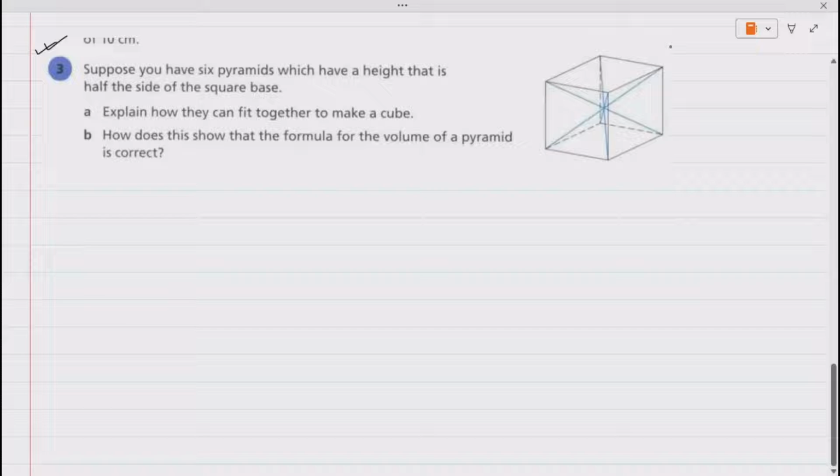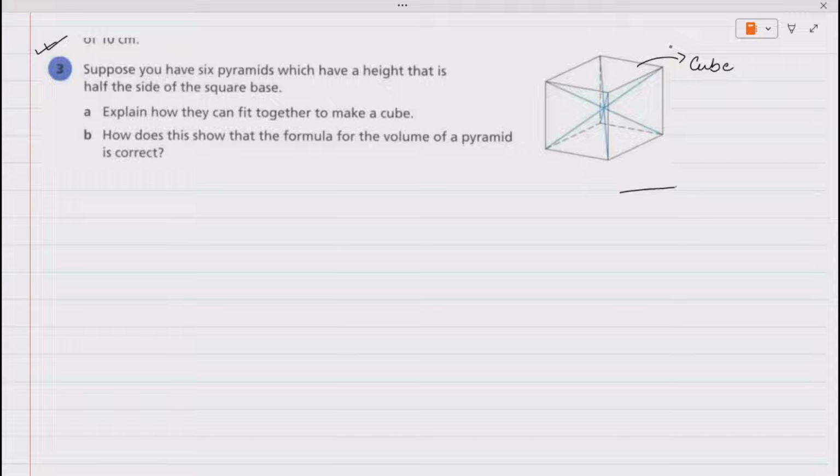In question 3, we need to tell that you have 6 pyramids which have a height that is half the side of the square base. Okay, so actually they are saying that we have 6 pyramids, and when we join them together we get a cube. You can see in this figure, this is a cube, but they are saying that this cube is actually made up of 6 pyramids.